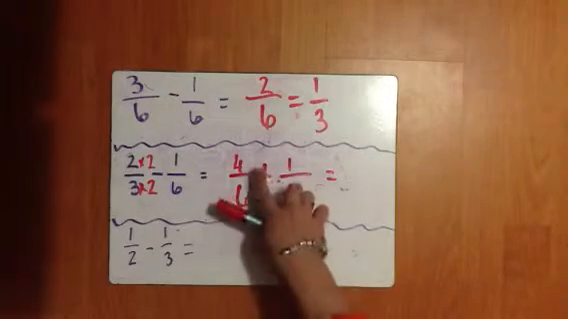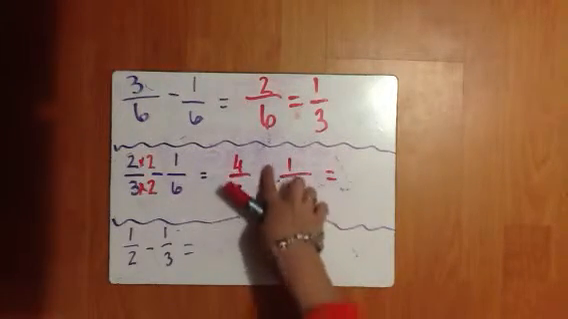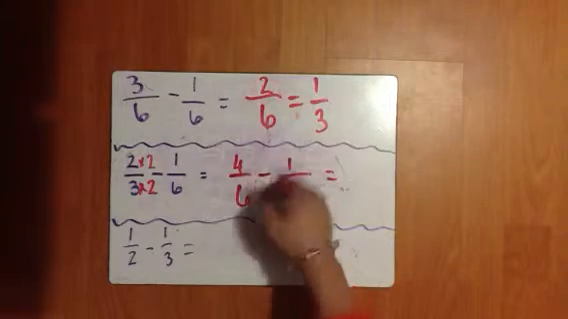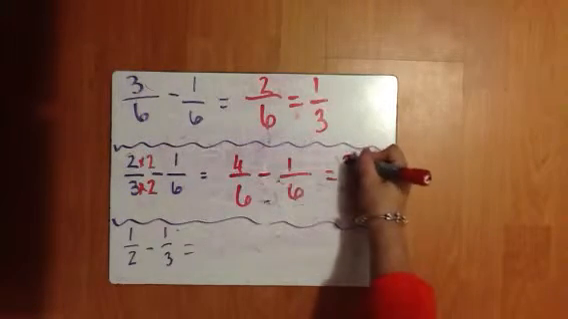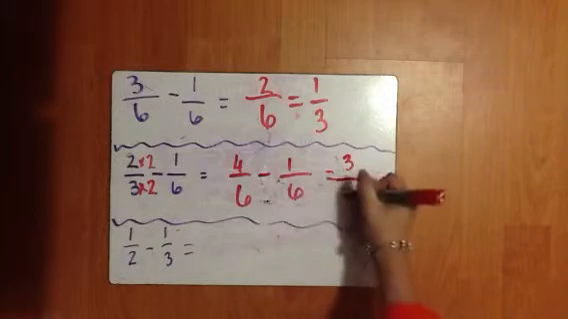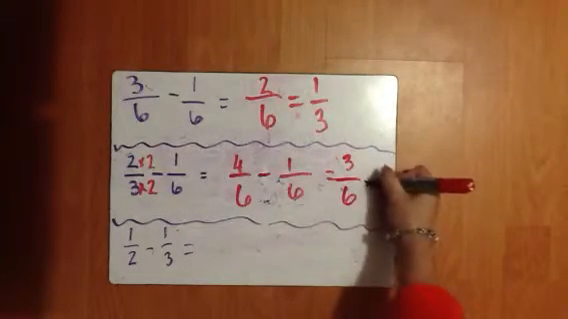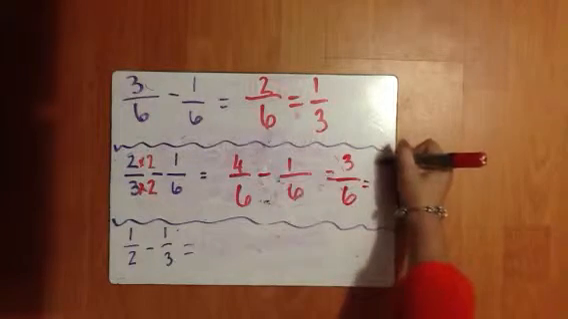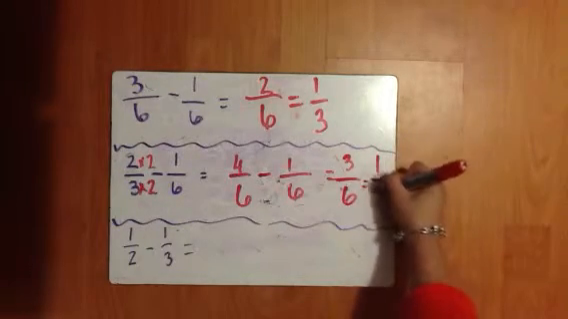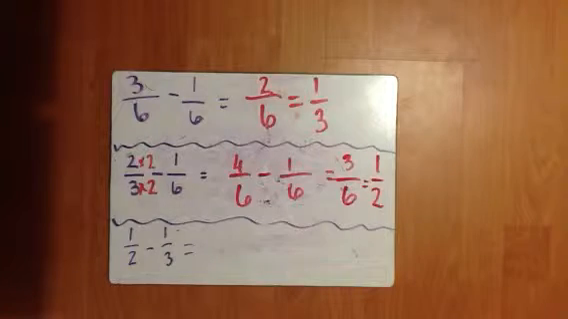1, sorry, not plus. Subtract, silly me. 4 take 1 is 3. Our denominator of 6 stays the same. Now I know I can simplify this because 3 is half of 6. So our answer is 1/2.